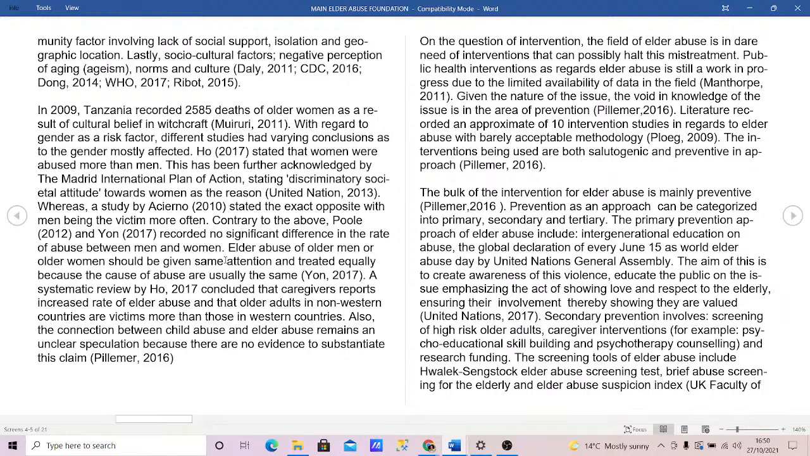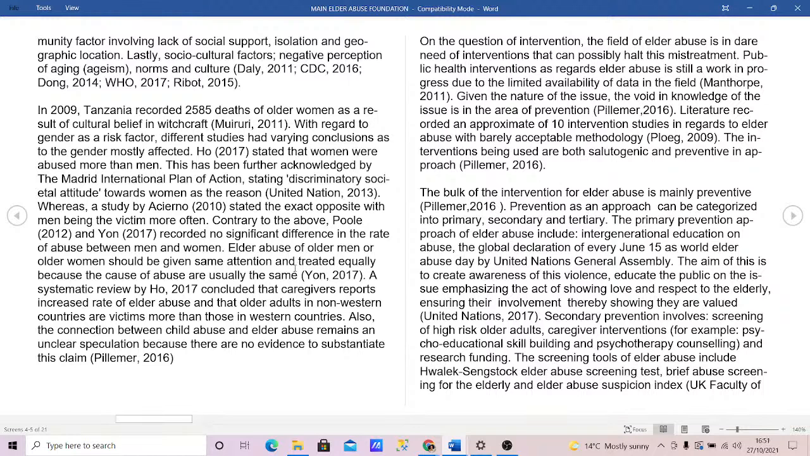So that said, elder abuse of older men or older women should be given some attention and treated equally because, I say because, there's a form of critical analysis happening. Why should it be given more attention? You'll be wondering, how can "because" be a form of critical analysis? It sounds quite easy and simple, but look at it this way. What if I wrote it as: elder abuse of older men or older women should be given the same attention and treated equally. Full stop.